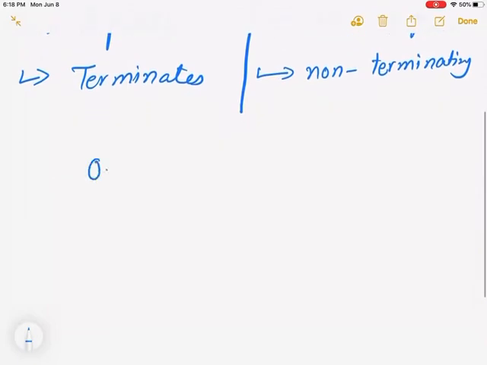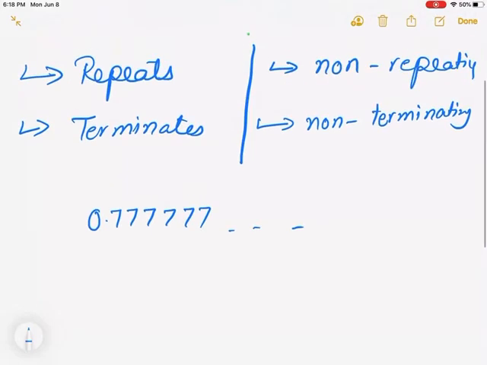If I say 0.77777, and so on, is it a rational decimal or is it irrational? So it's rational. Why? Because it repeats. So it's a rational number or rational decimal, either way you want to call that. Next, I have a few more examples.